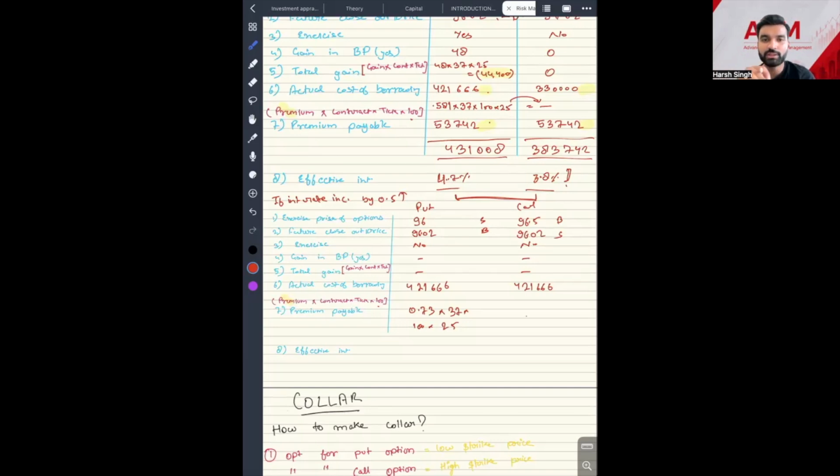So this is all that you have to do in collars, everyone. Other than that, I guess collar is pretty much simple for all of us.